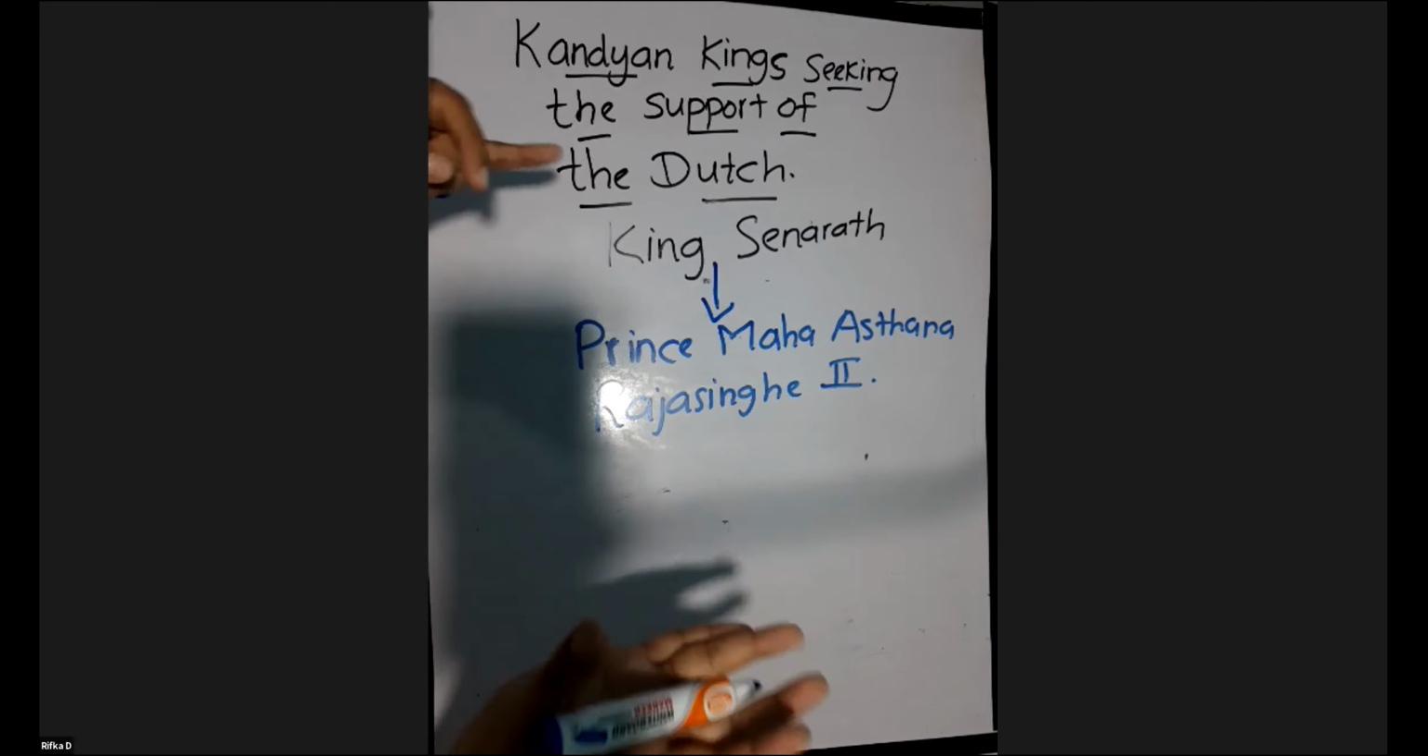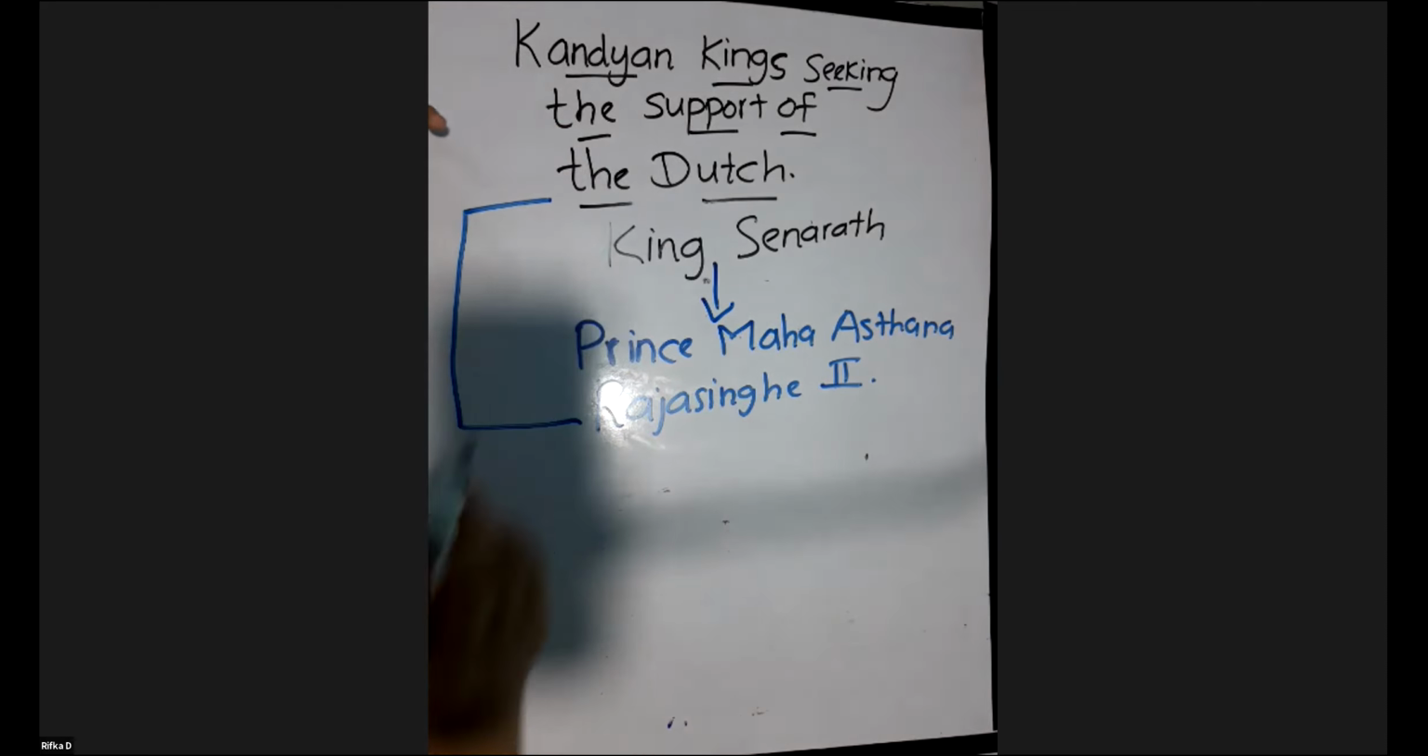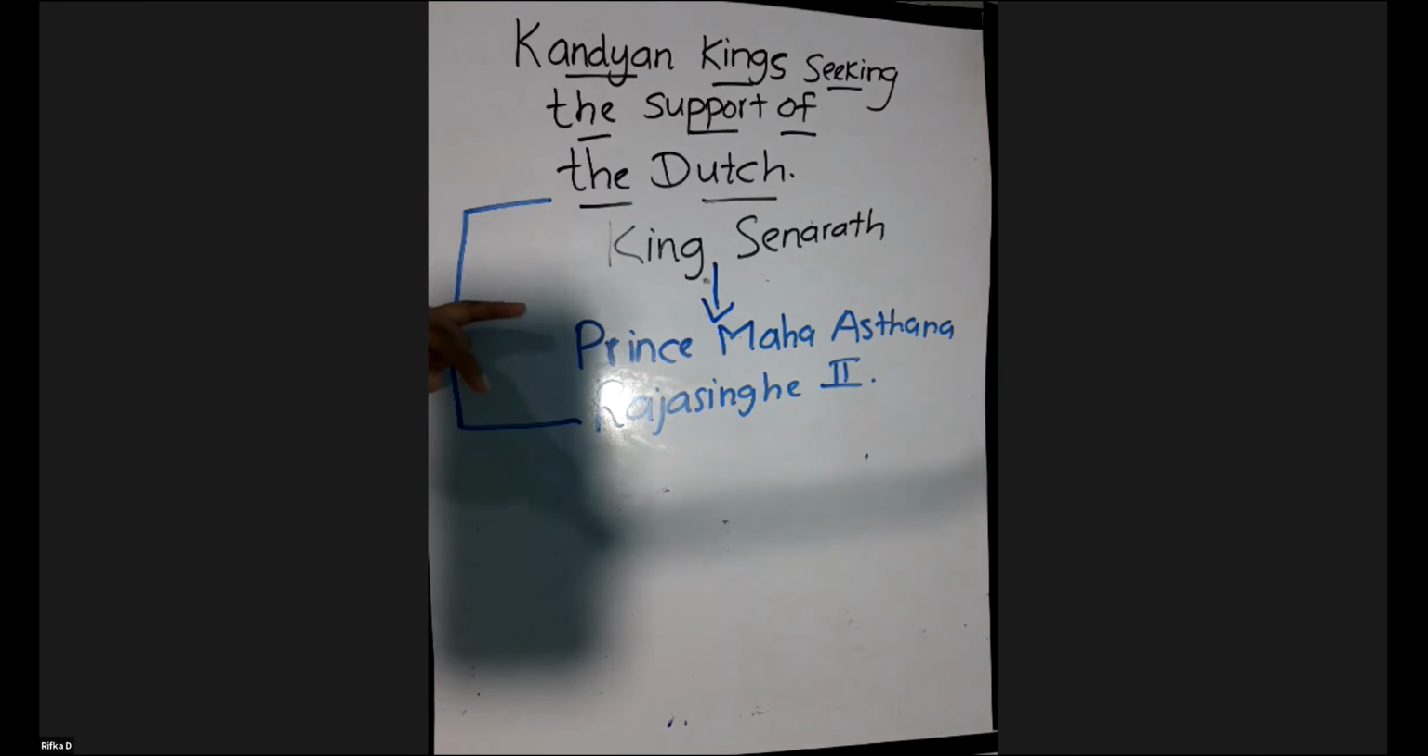So anyhow, both the parties, Rajasinghe II and the Dutch, entered into the agreement, and finally they launched several attacks on the Portuguese. Finally, the Dutch surrounded the Portuguese.